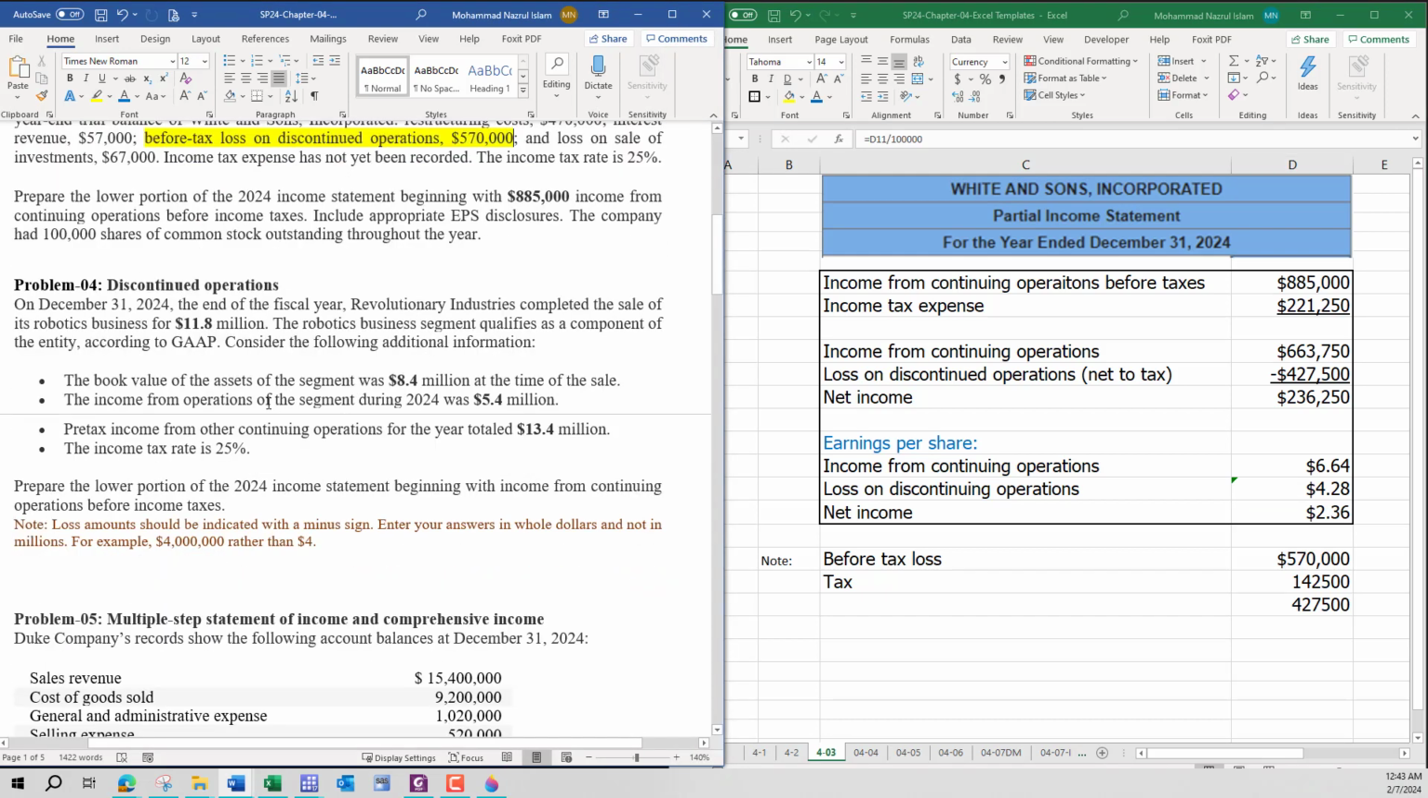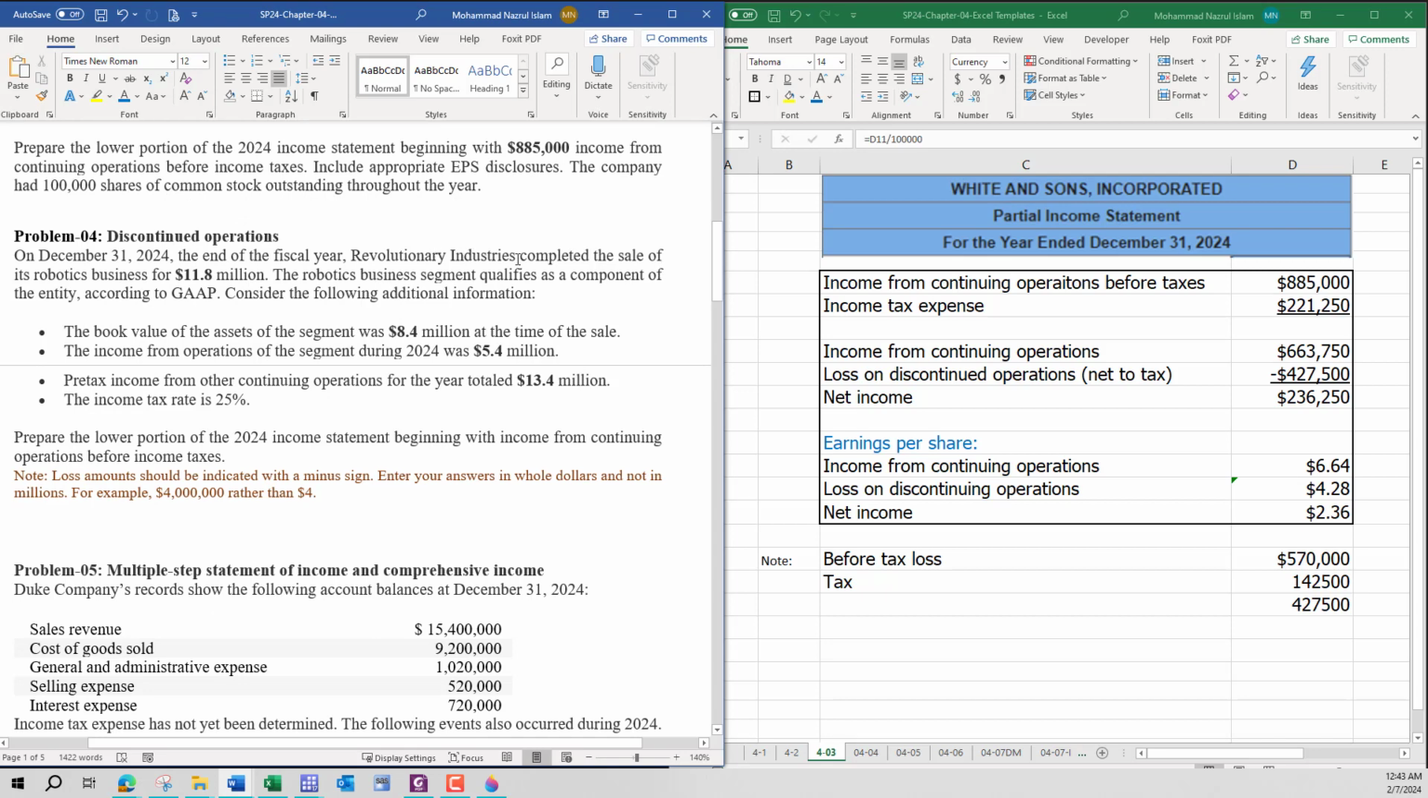Okay. Now let's go to problem number 4. What do we have? We have the sale of its robotics business for 11.8 million. The book value of the asset was 8.4 million, so there is a gain. The income from operations of the segment was 5.4 million, and the pre-tax income from other continuing operations for the year totaled 13.4 million. So we'll start with this one. The income tax rate is 25%, and we need to prepare the lower part of the income statement.